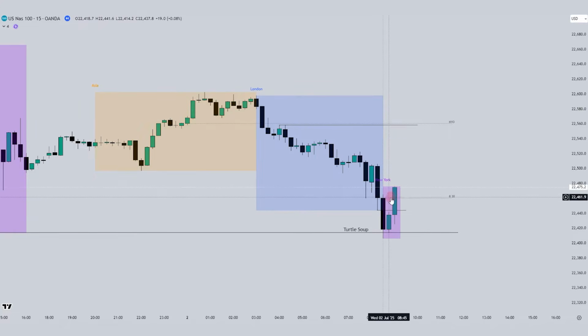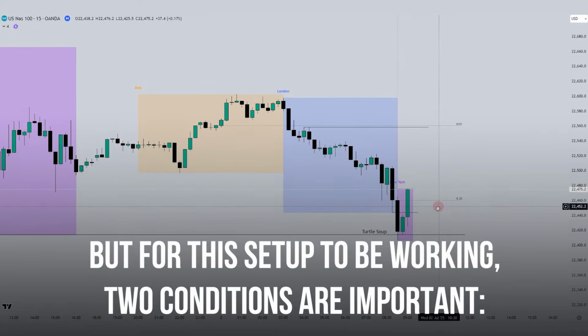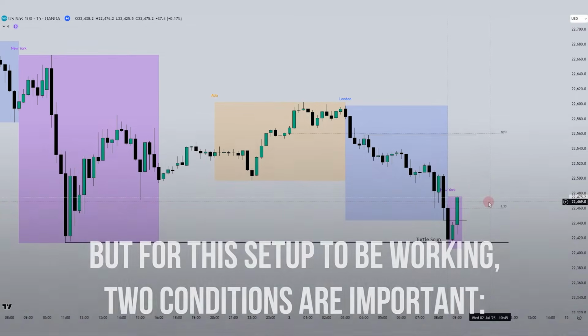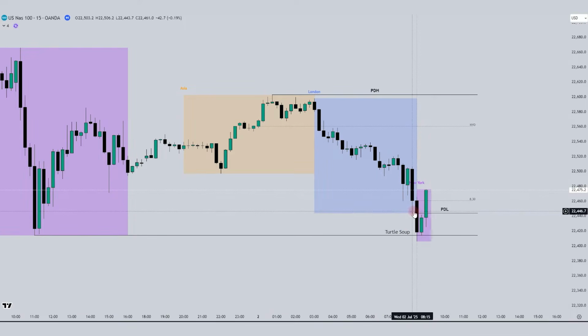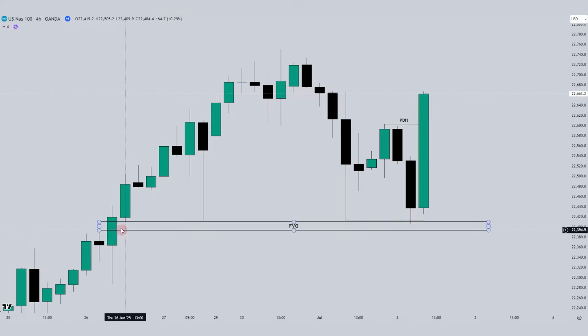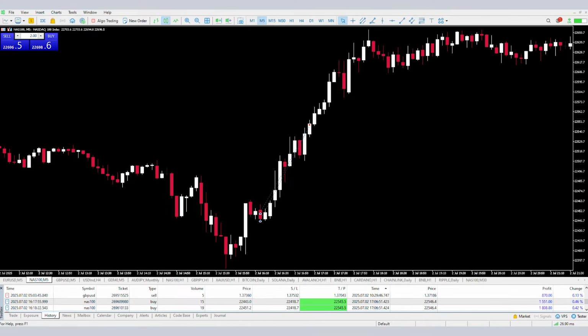But there are two important conditions for this setup to work. 1. The presence of daily liquidity before the New York opening. This is what will be removed at the moment. 2. The zone of interest behind the liquidity, where the price may go after the liquidity is removed. This could be an FVG or an order block. The main thing is that it is behind the liquidity grab. Now that you have an idea of how Turtle Soup works, let's move on to practice.